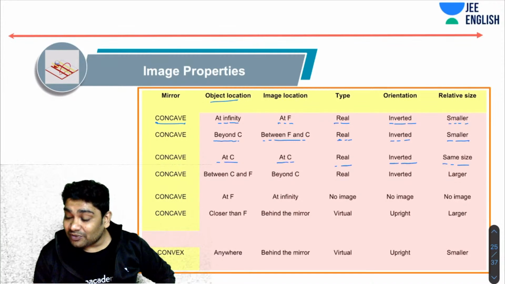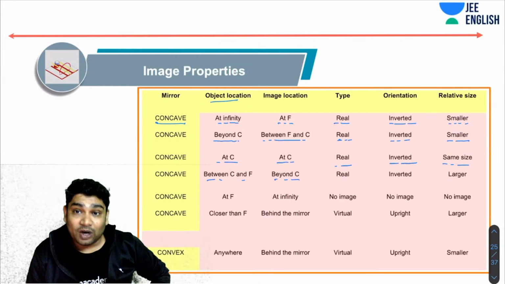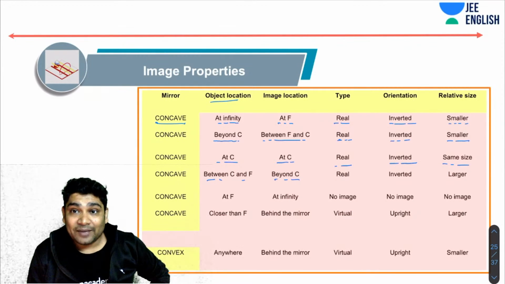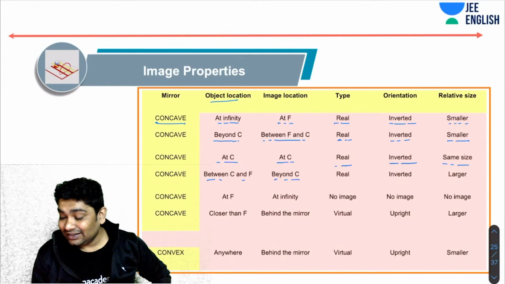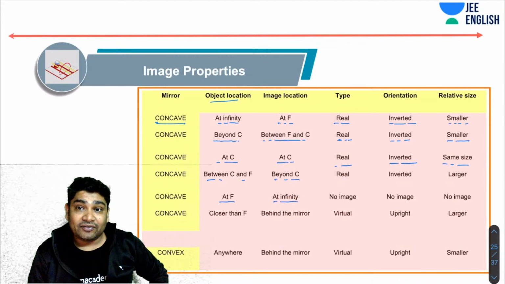So when the object is placed between C and F, then obviously the image is formed beyond C. It is real, inverted, and larger. Enlarged image you will see. Then if you have the object at focus, then theoretically the image would form at infinity.